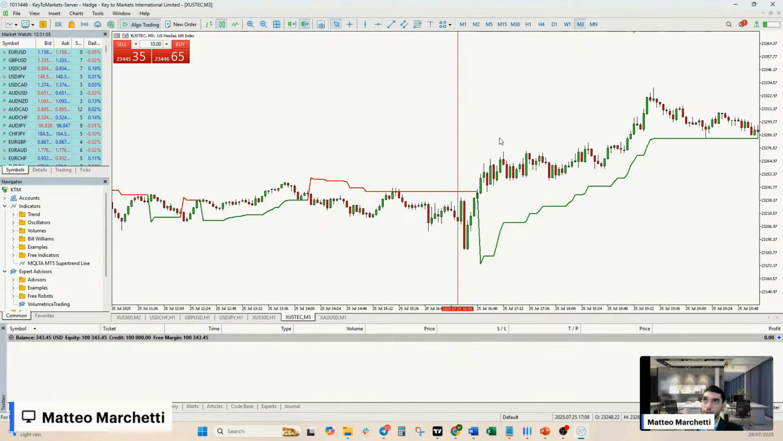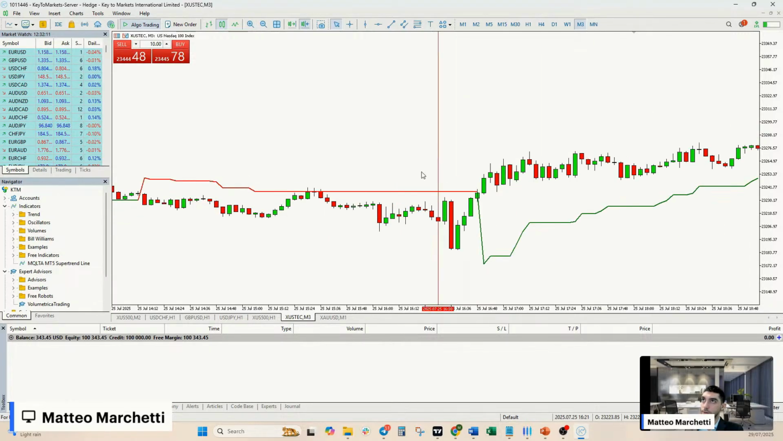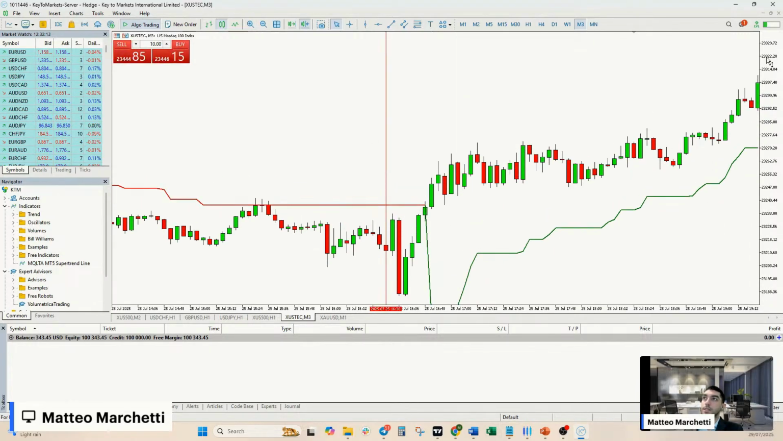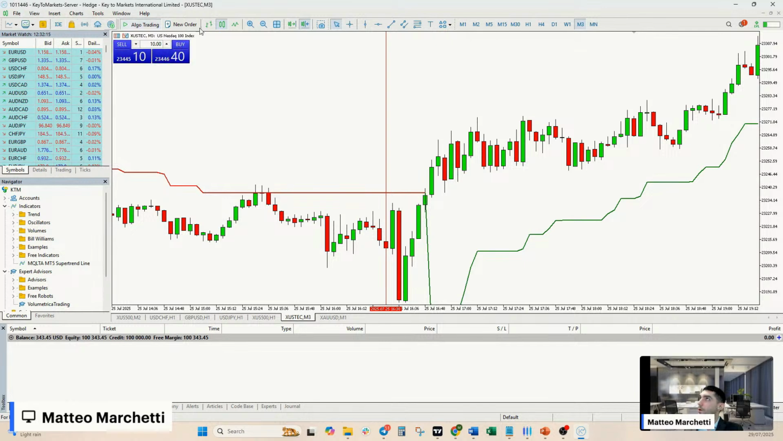And then what do we have to wait for? We have to wait for the first color change of the Super Trend. In this case, the Super Trend before the opening bell was red, so we need to wait until it changes to green. It changed to green, and then we need to wait for a close above the Super Trend. The first close above the Super Trend is this one, right?